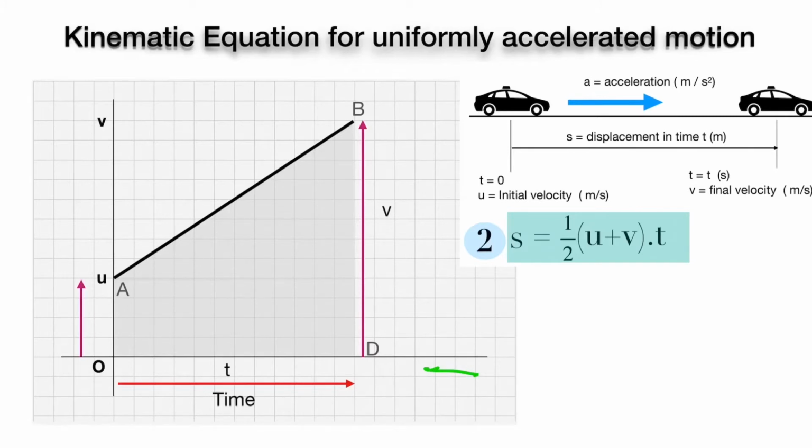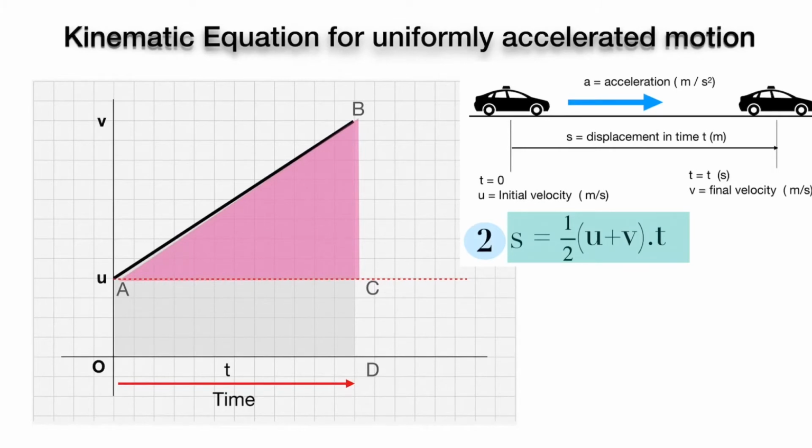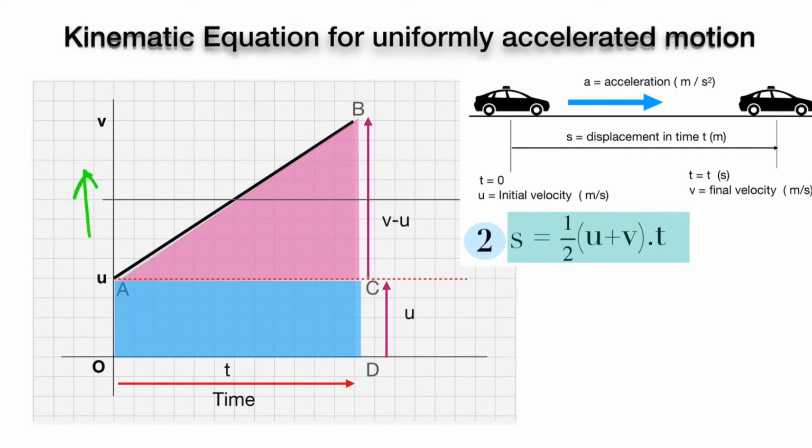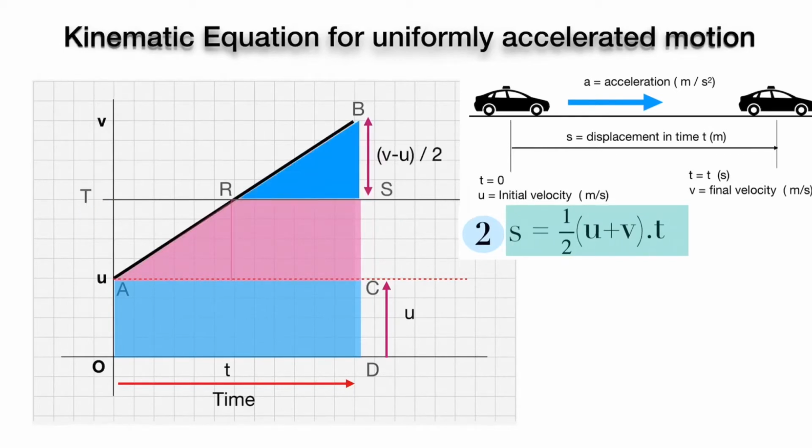In the first case, to derive equation number 2, we will divide this whole area in two parts. The upper part is a triangle, which is ABC. The lower part is a rectangle, ACDO. Now this triangle's height is v minus u as per the graph, and the height of the rectangle is u, the initial velocity. Now we will divide the height of the triangle into two equal parts. The top part height is (v minus u) by 2, and the bottom part is also (v minus u) by 2.